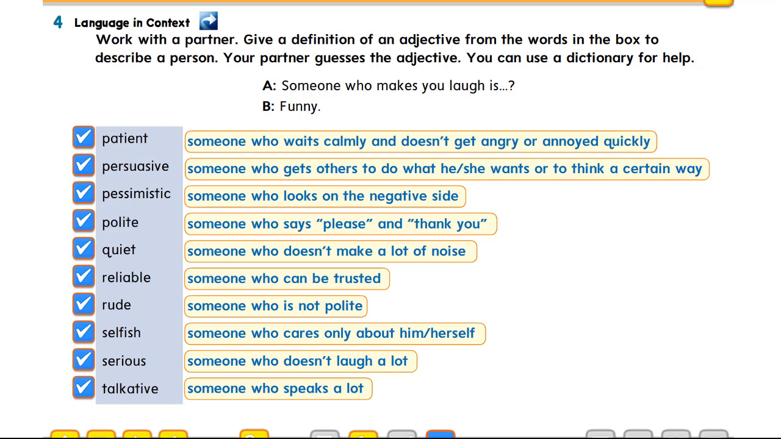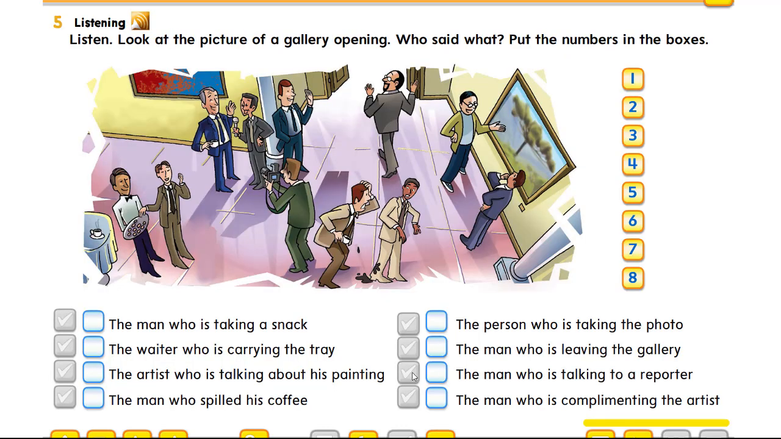Rude، فظ. Someone who is not polite. Selfish، أناني. Someone who cares only about him or herself. Serious، جاد. Someone who doesn't laugh a lot. Talkative، ثرثار, someone who speaks a lot.